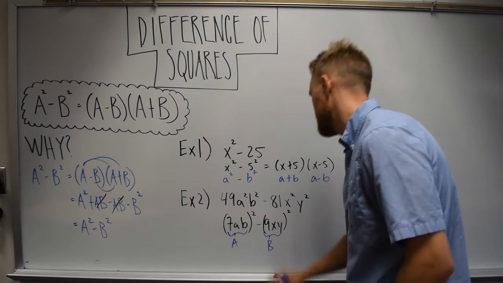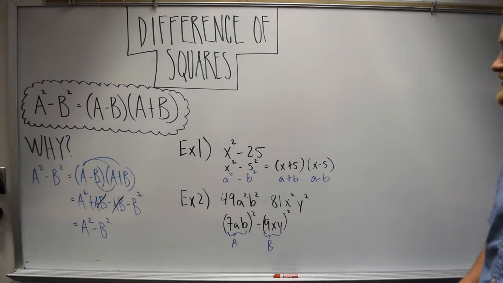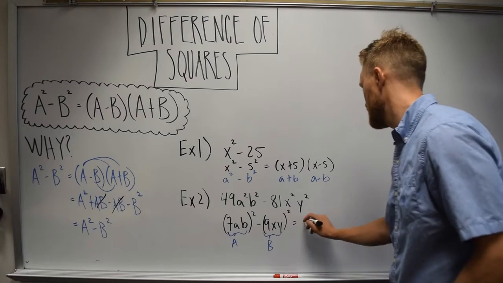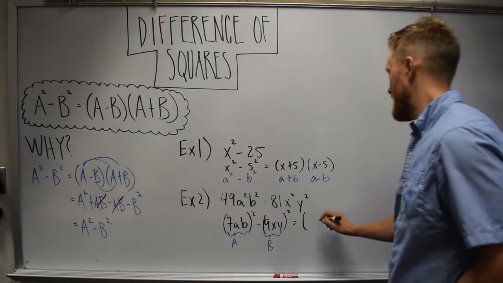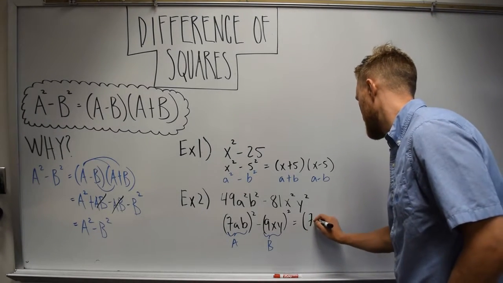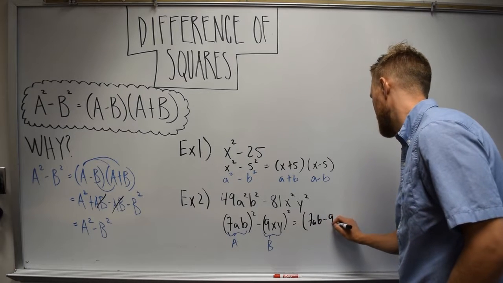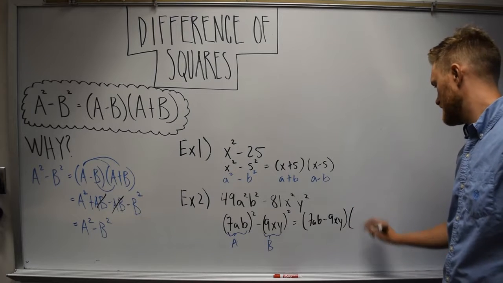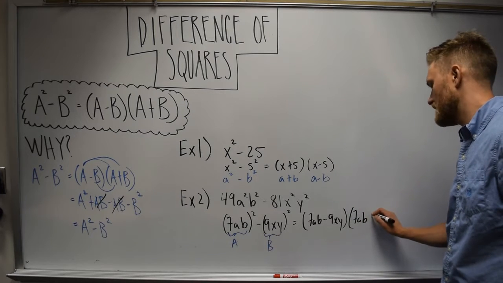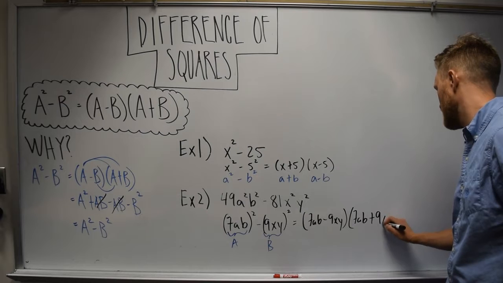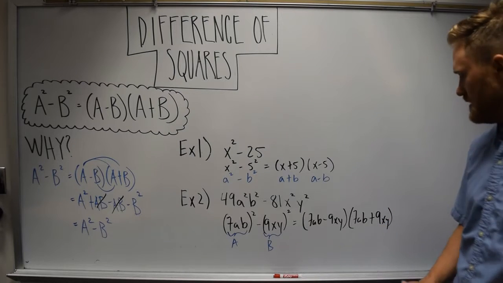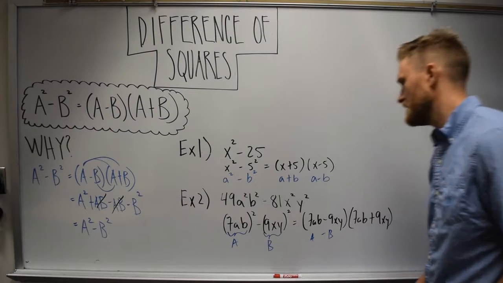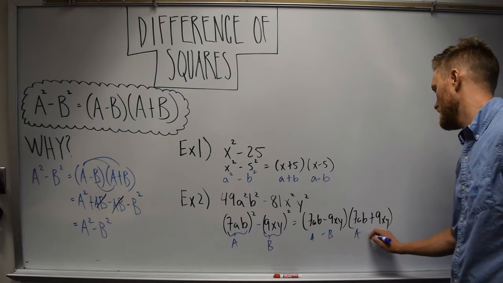this is b. So I have a square minus a square, so I can factor that to a minus b, or 7ab minus 9xy, multiplied by 7ab plus 9xy. So this is our a minus b, and this is our a plus b.